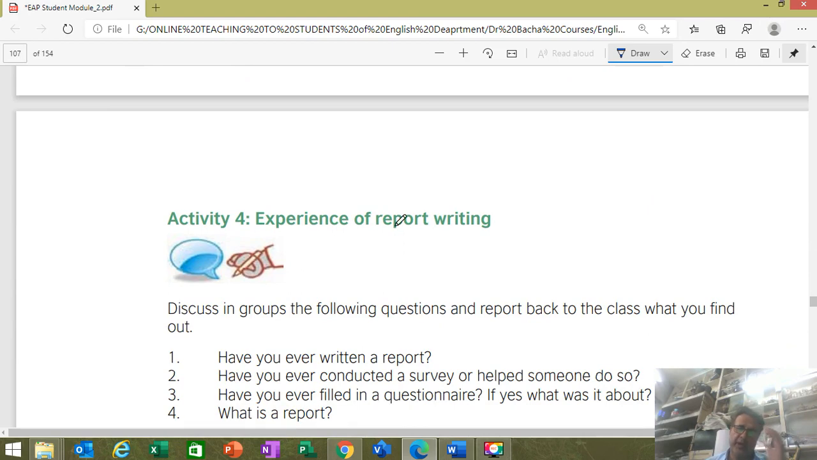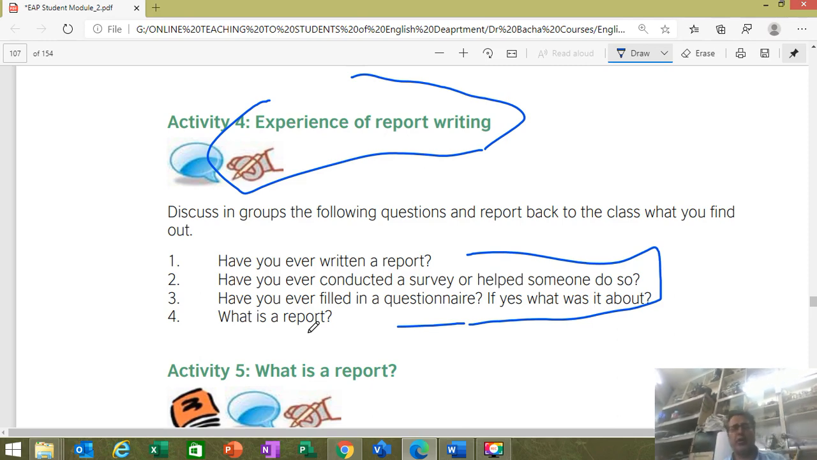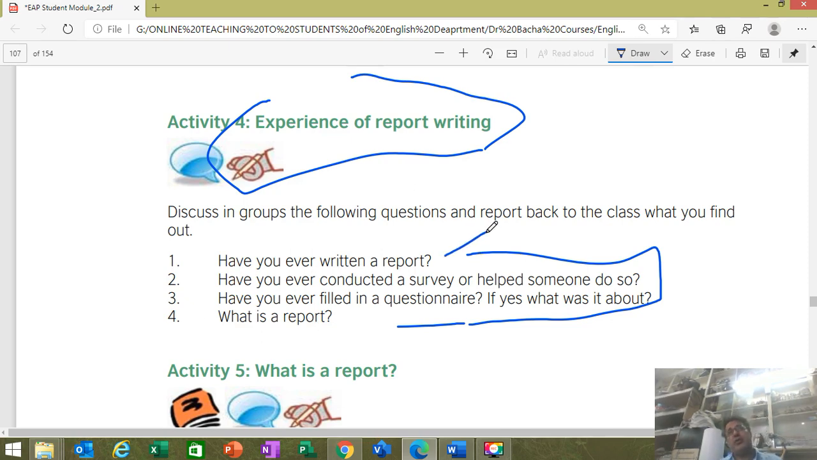Then activity number 4, experience of report writing. You have to discuss with one another. Unfortunately, we do not have that possibility in class at this moment, so you have to look at the questions and discuss them with your friends and colleagues. You see different mediums there. For example, have you ever written a report? If yes, how did you experience writing that report? You can keep sharing with me.